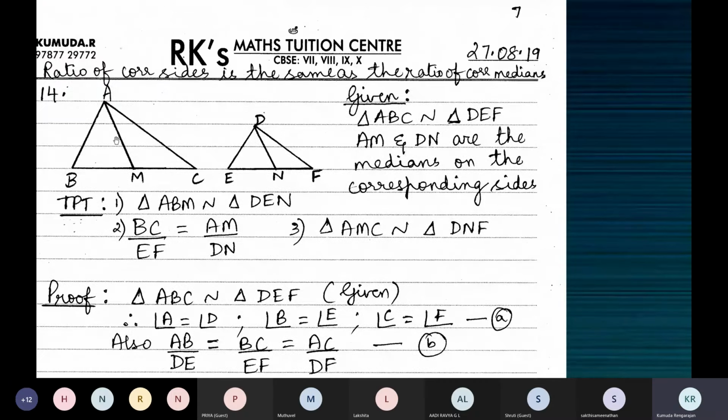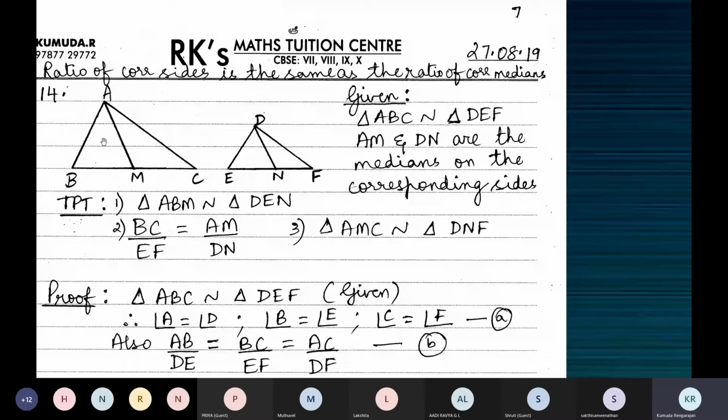We need to show this. Now, children, tell me, is AB by DE equal to BC by EF? See this one, AB by DE equal to BC by EF.